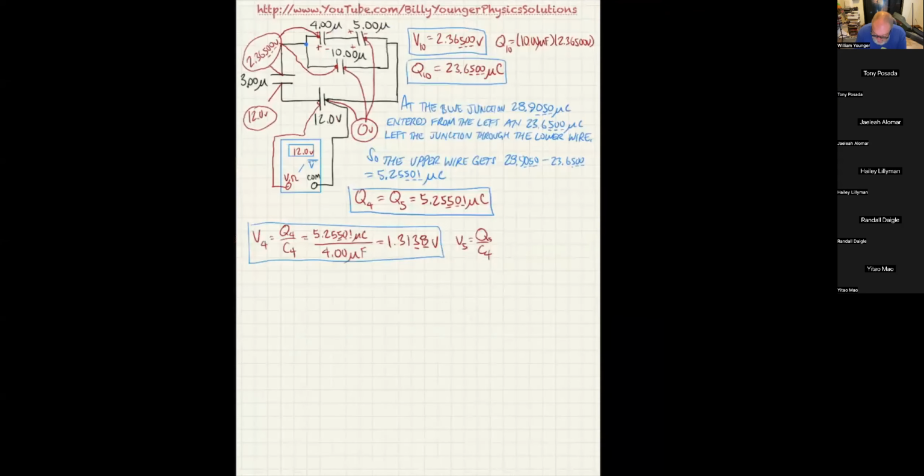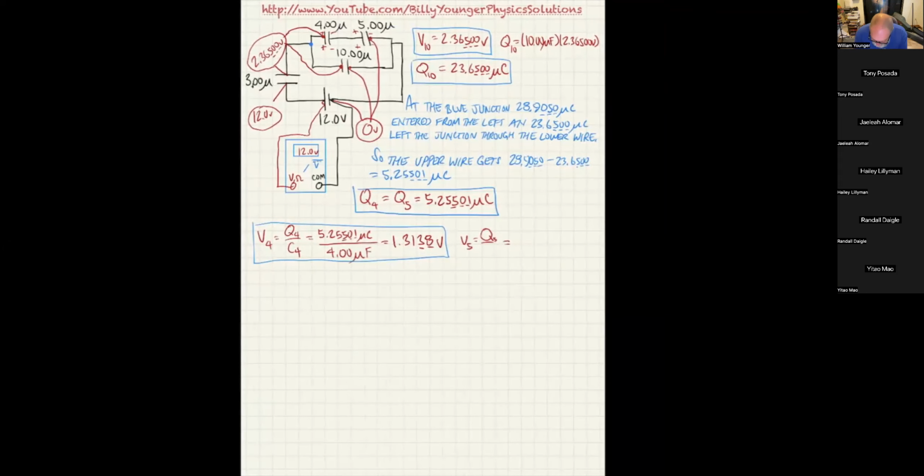So again, I'm just going to take the 5.255. Oops, did I write C4 down there? I really did, didn't I? I'm going to write C5. Okay, so I'm basically just taking the 5.255 and dividing it by 5. So you should get a little bit bigger than 1.